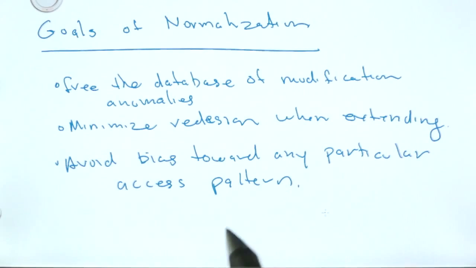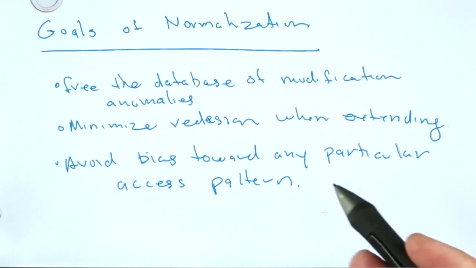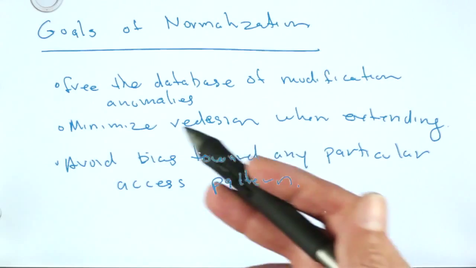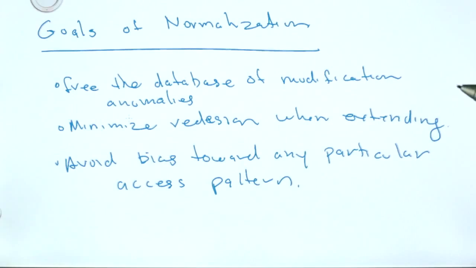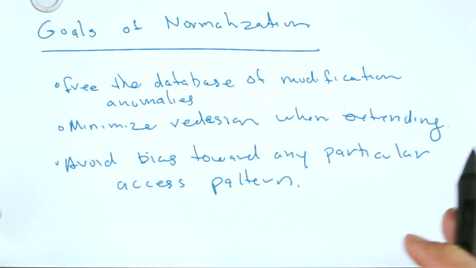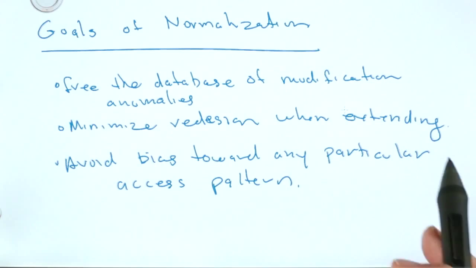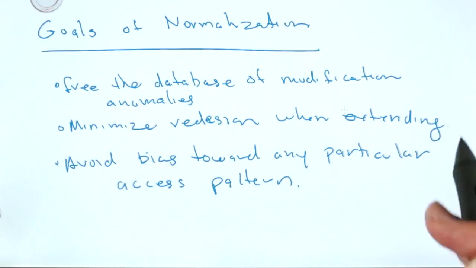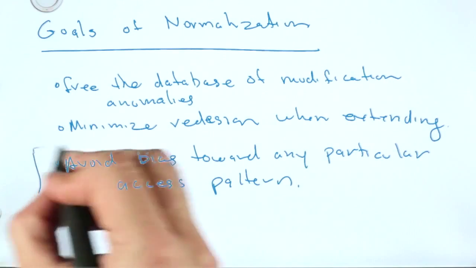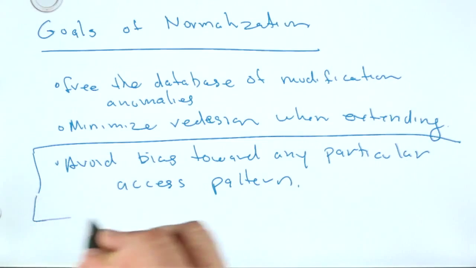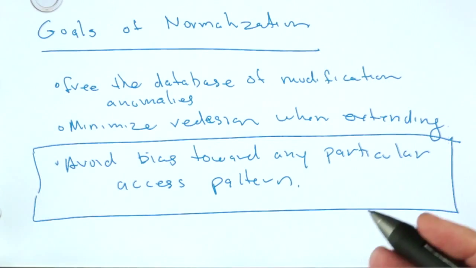So what are the goals of normalization in the relational world? There are three goals. One is that it frees the database of modification anomalies, like the one I just showed you, where I could update my email address in one row but not in another, and therefore leave it inconsistent within the database. The next is that it's supposed to minimize the redesign when extending the database. I think it's a little bit controversial whether it does that or not, but that's the idea of normalization. And the final reason that you normalize tables in the relational world is to avoid any bias toward a particular access pattern.